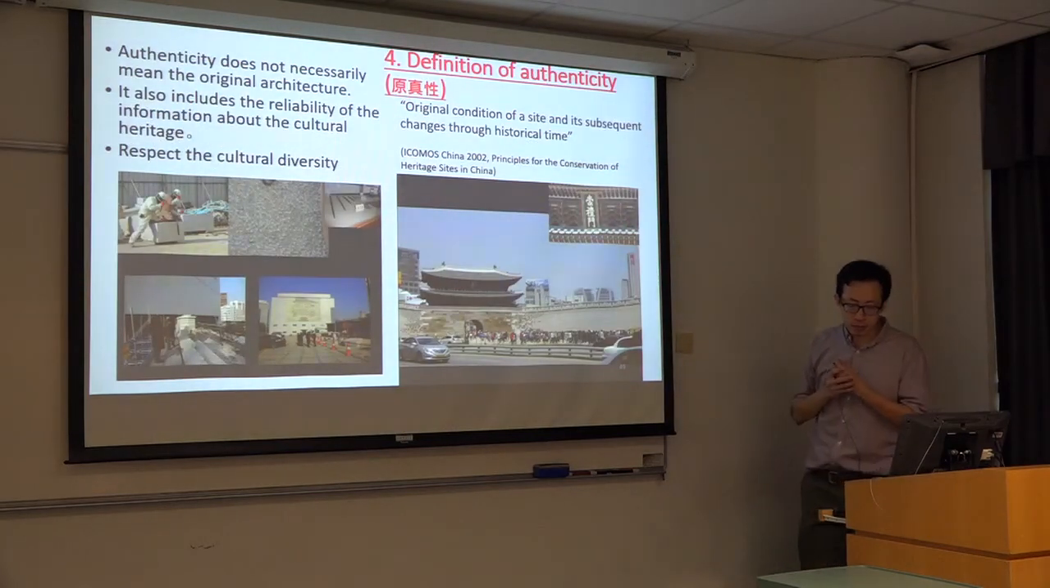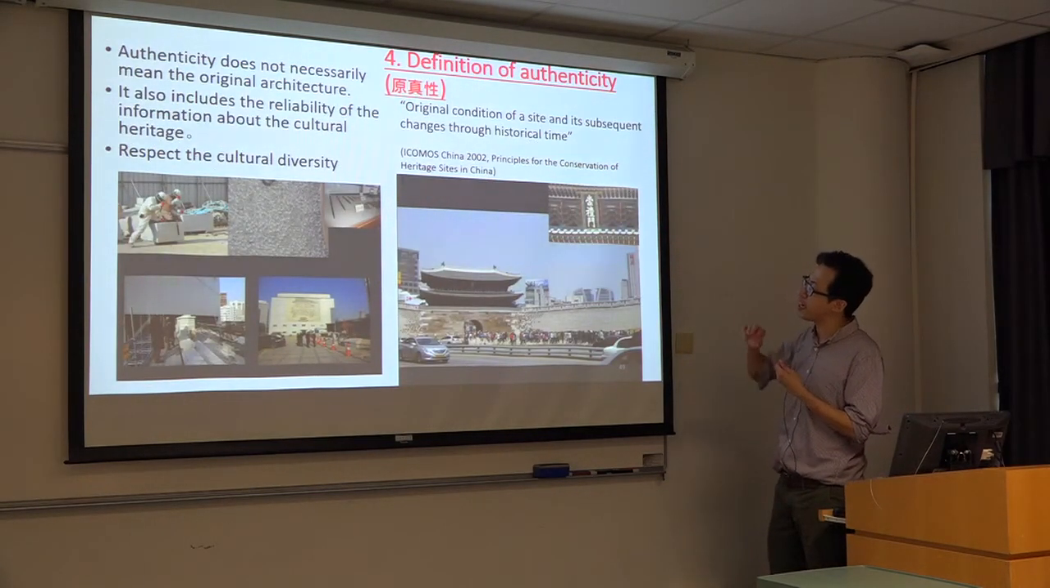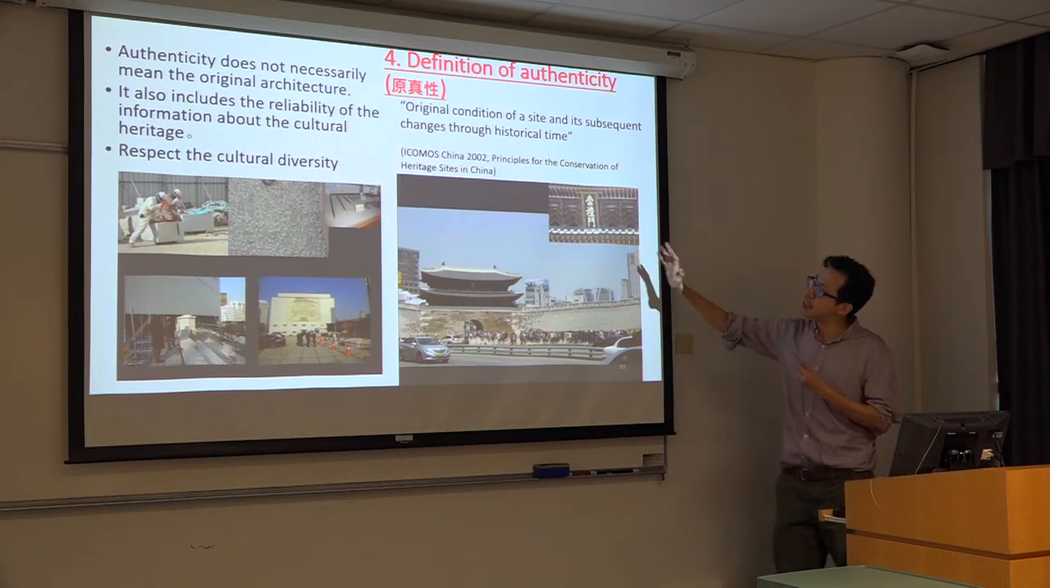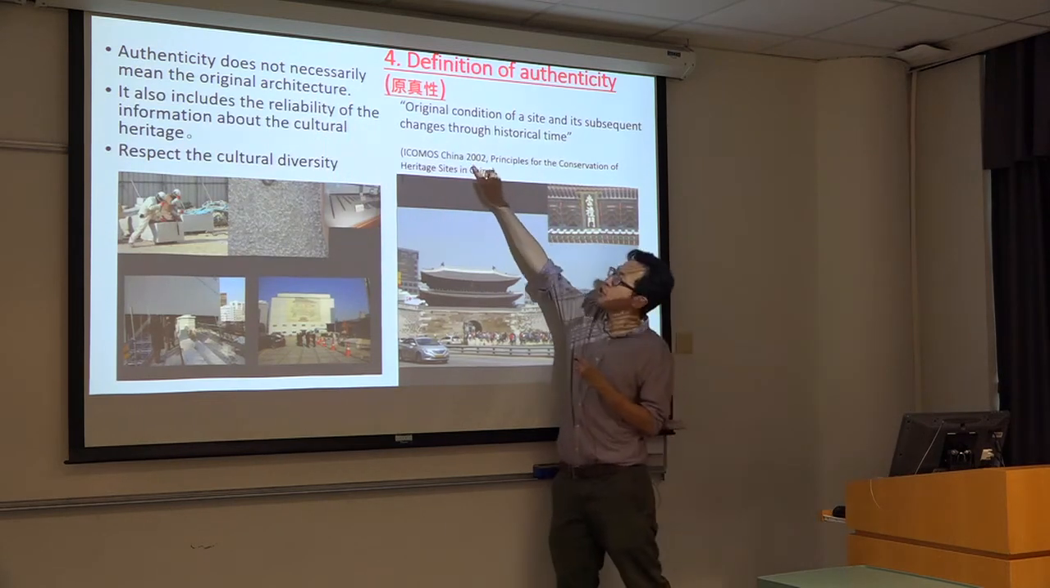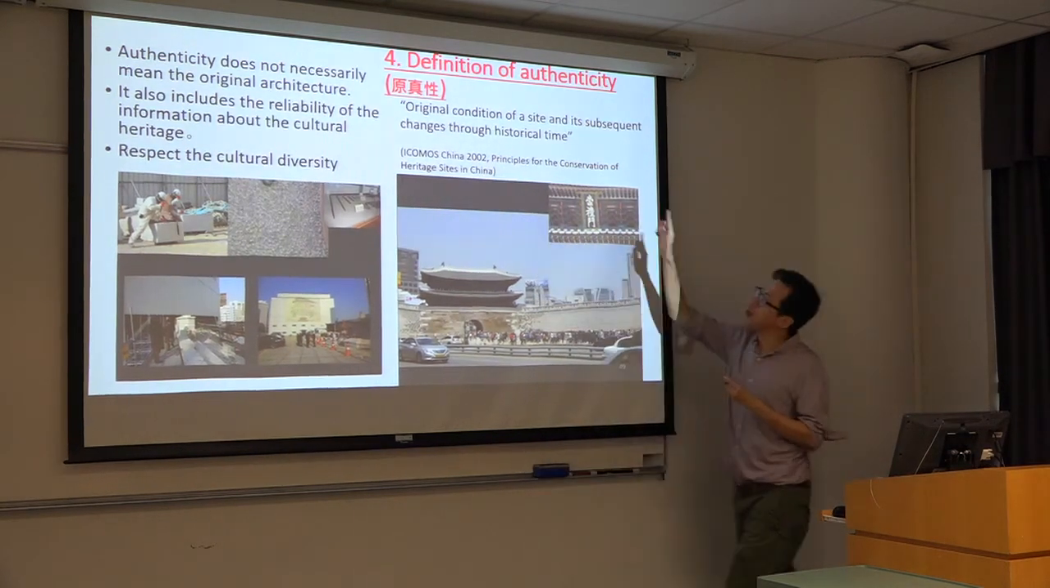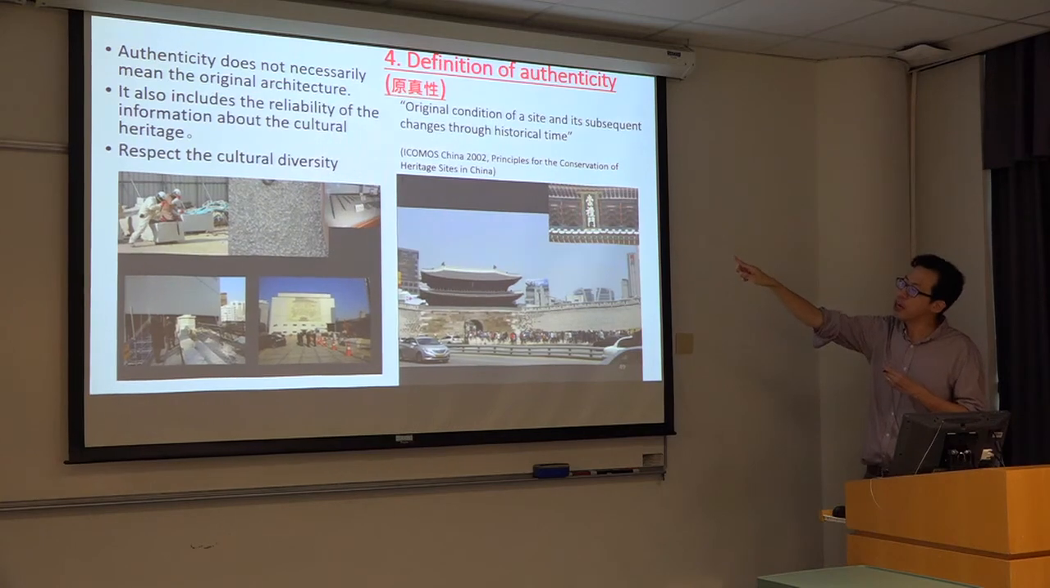So that's the reason we have a more updated version of authenticity in the ICOMOS document in 2002. So authenticity in 2002 was defined as the original condition of a site and its subsequent changes through historical time.